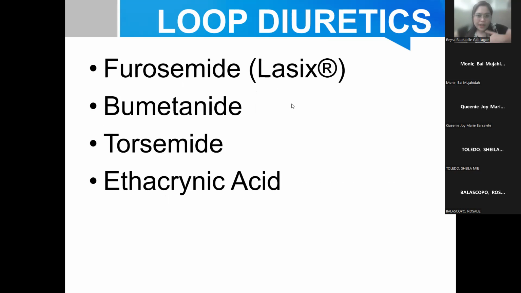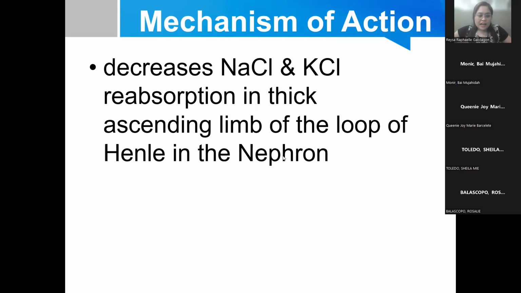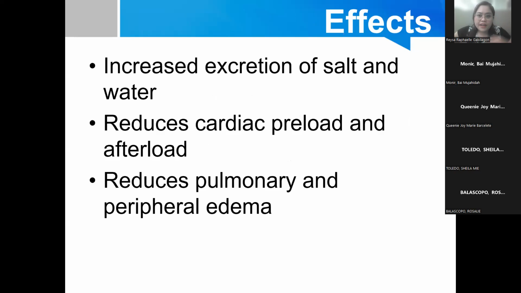So just a quick run through, we have the following diuretics that we can give to our patients with heart failure. We have the loop diuretics. These are the loop diuretics here. Again, their action is on the thick ascending limb of the loop of Henle. They inhibit reabsorption there, especially the sodium chloride. So definitely maiihi yan siya. Okay?